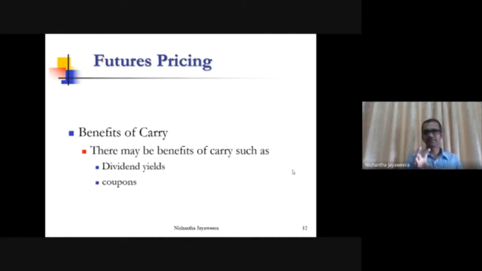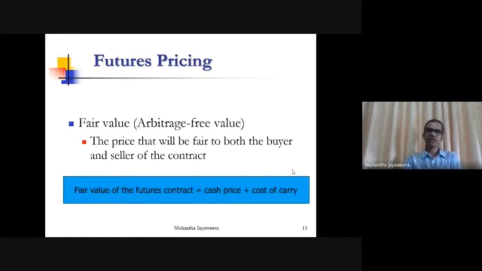Once you get the benefits and the costs, we net them together. So the model is indeed the net cost of carrying the position. That's the model. So the fair value, or the arbitrage-free value, of a futures contract would be the cash price, the current market price, plus the cost of carry based on the net cost of carry. This is the principle behind pricing a futures contract.